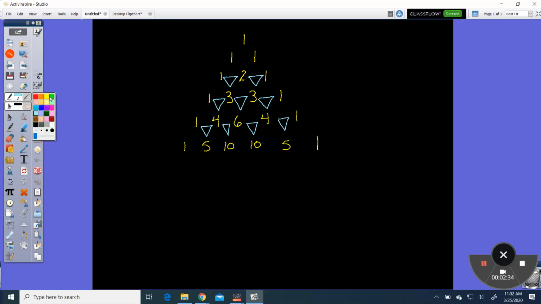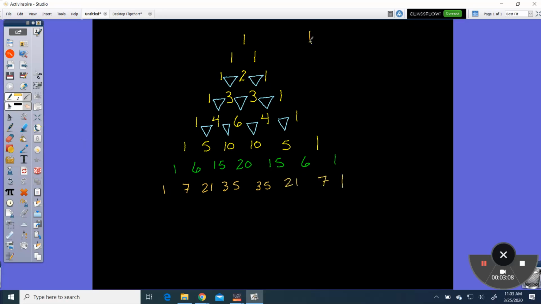So if I want to get the next row, I know that it's going to start and end with 1 because I saw this pattern going on like this. Or I also could see that 1 plus 5 is 6. 5 plus 10 is 15. 10 plus 10 is 20. 10 plus 5 is 15. 5 plus 1 is 6. And then there's a 1. So this pattern will continue on, and you can keep going like this forever. Okay? So this is called Pascal's triangle.